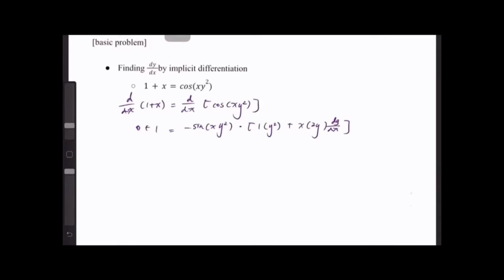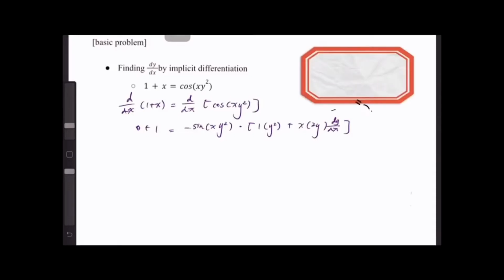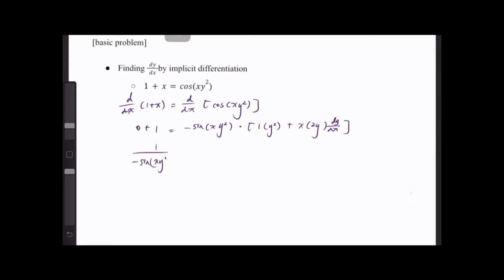Now, we just have to do some simple algebra. Keep in mind that our goal is to isolate dy/dx on one side of the equation. So we first divide both sides by negative sine of x y squared. On the left side, we get 1 over negative sine of x y squared. On the right side, negative sine of x y squared divided by itself is just 1. So we just get y squared plus 2xy dy/dx.